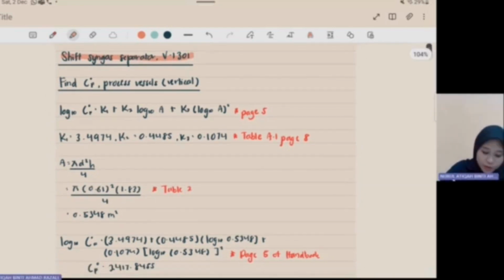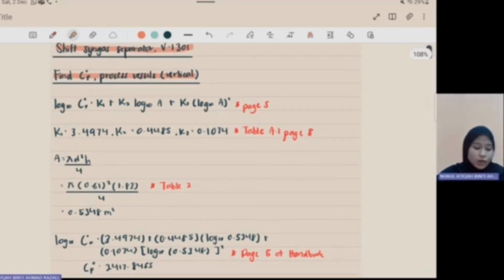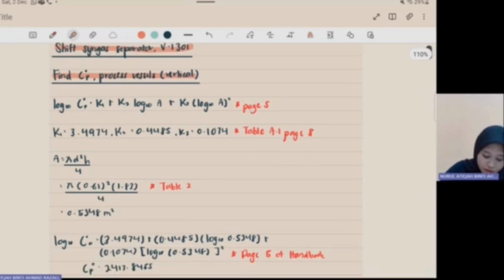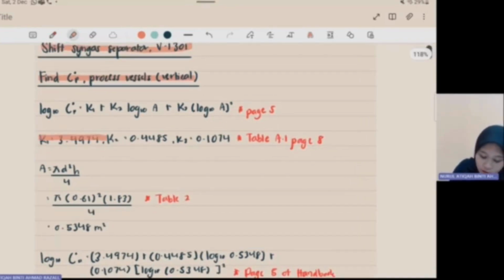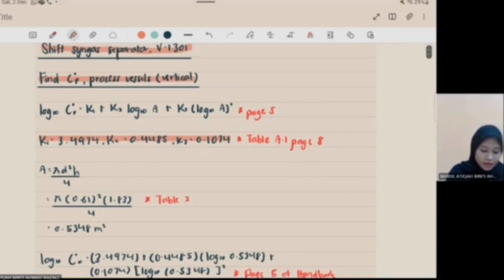Now I'm going to explain the calculation for the shift syngas separator V1301. So the first step is to find the C naught P by using the equation stated on page 5 of the student handbook. We can find the values of K1, K2, and K3 from table 8.1 on page 8.